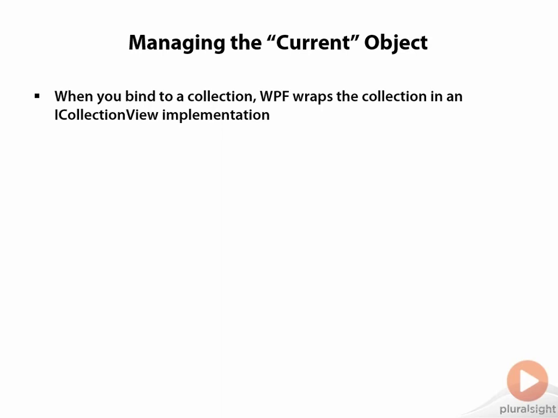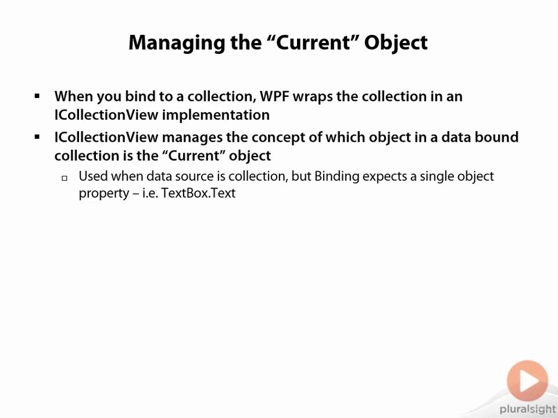Basically, what happens is when you data bind to a collection in WPF, WPF is always going to wrap that collection in an implementation of the ICollectionView interface. This ICollectionView interface does a number of things, but one of the main things it does that we'll talk about in this module is the concept of keeping track of what is the current object in that bound collection. Because when data binding in WPF, you can have your data source or your data context be an entire collection of objects, but you can have bindings within the elements that expect a single object. And the single object they're going to pick is the current object.